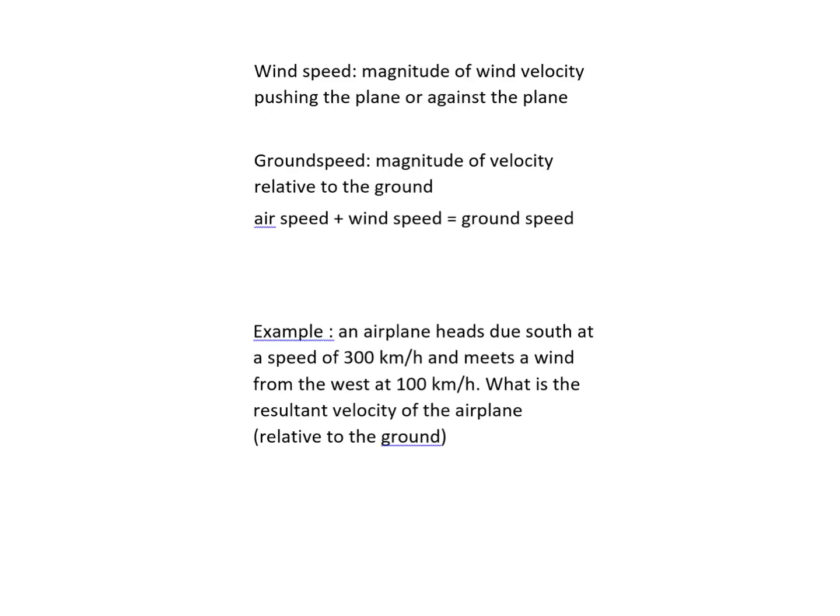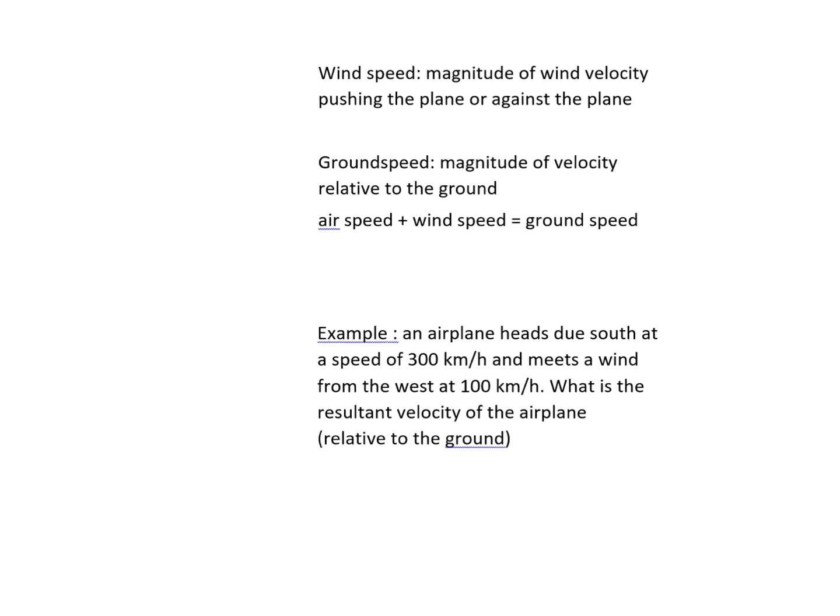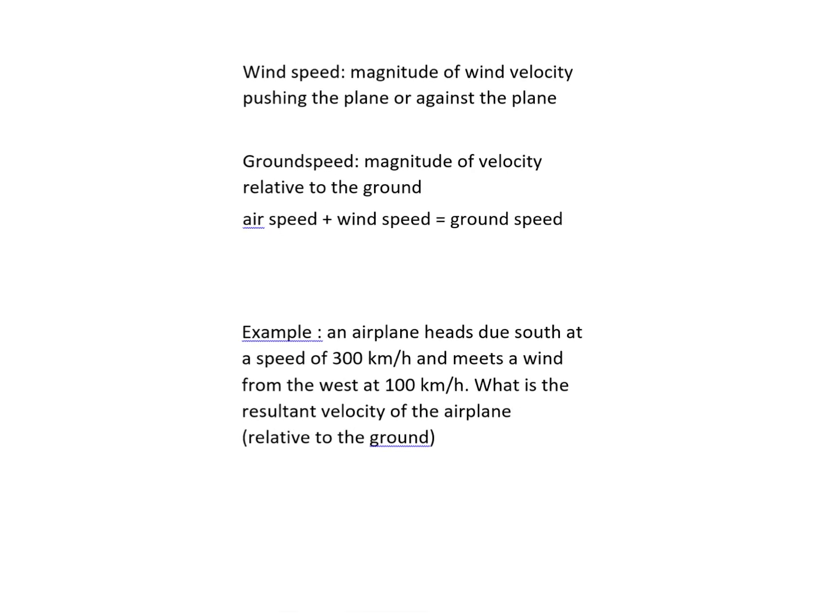If we talk about wind speed, we're talking about just the magnitude of the wind pushing the plane, or perhaps it's going against the plane. And then we're talking about ground speed. Ground speed is the airspeed and the wind speed together. It's referred to as ground speed because if you were standing on the ground looking at the plane, you would be looking at the speed of the plane and the wind together.